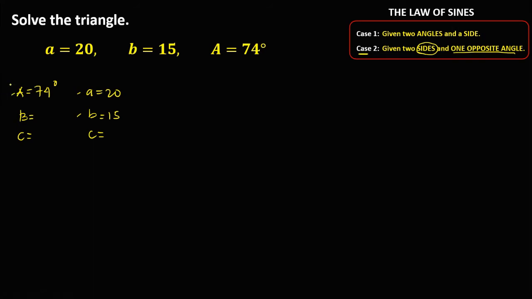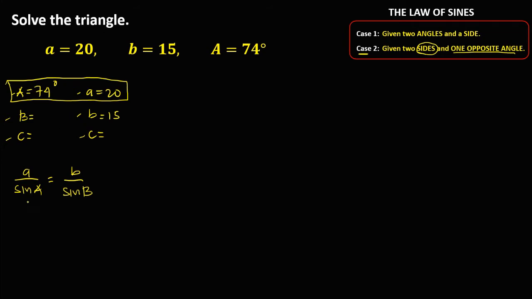So since for A, we have this angle A and side a, we're going to use this one to solve for angle B, angle C, and side c. So we need to solve first for angle B. So we have a over sine A equals b over sine B.